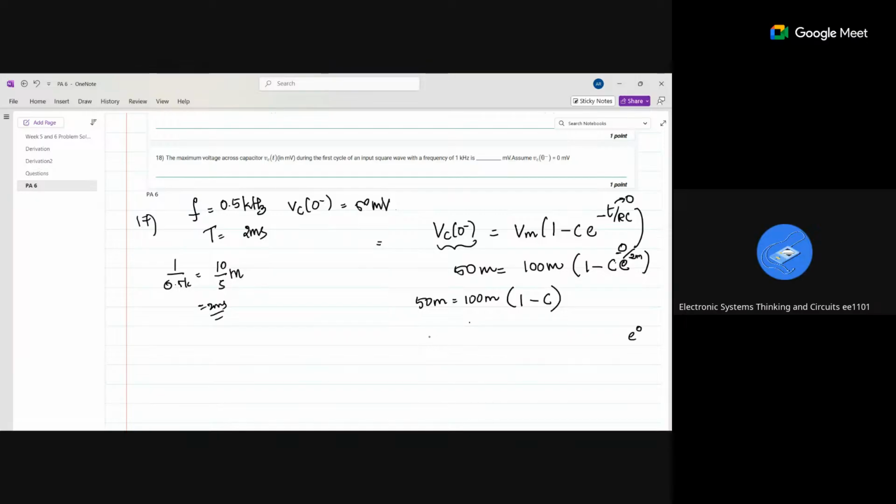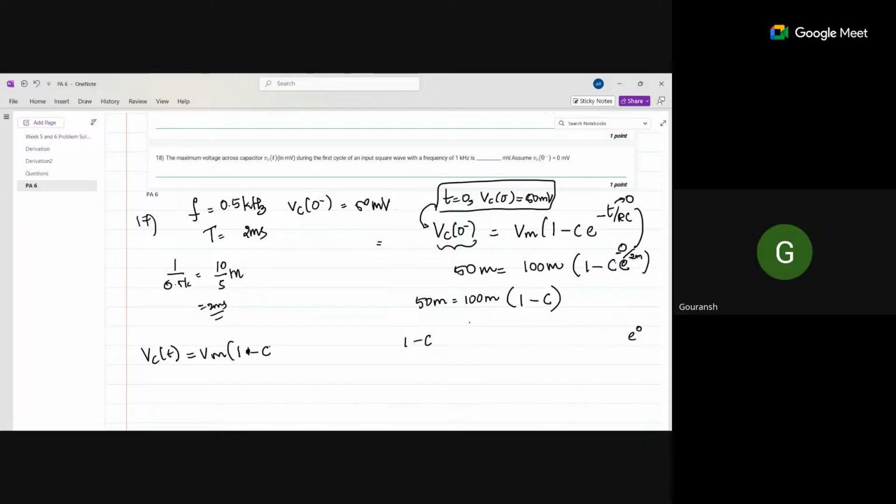Why e to the power of 0? Because we are applying the 0th time condition, at time t equal to 0. They have given Vc of 0 minus is equal to 50 millivolt. So this condition I am applying in this equation. So my Vc of t will become Vc of 0, because this is the equation, right? Vc of t is equal to Vm, and the time which is given to us is 2 millisecond.